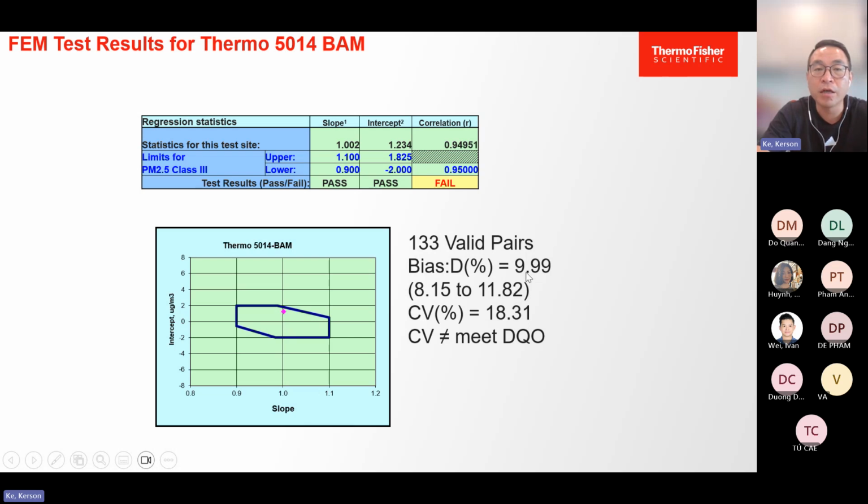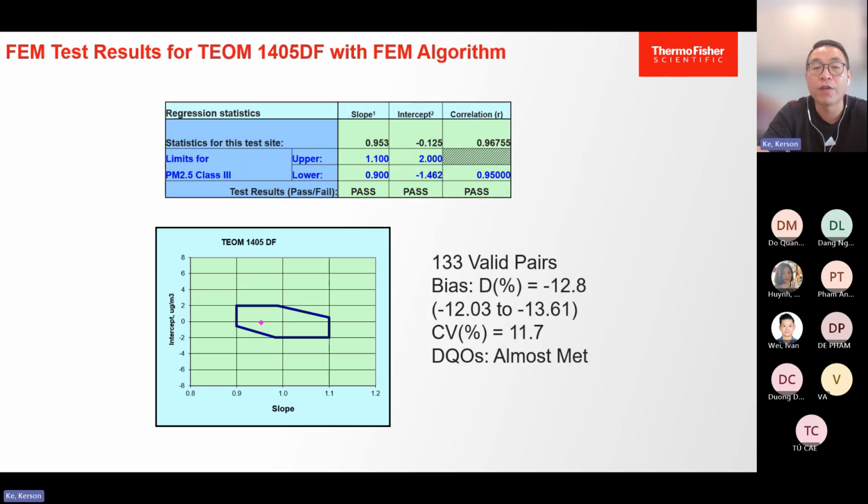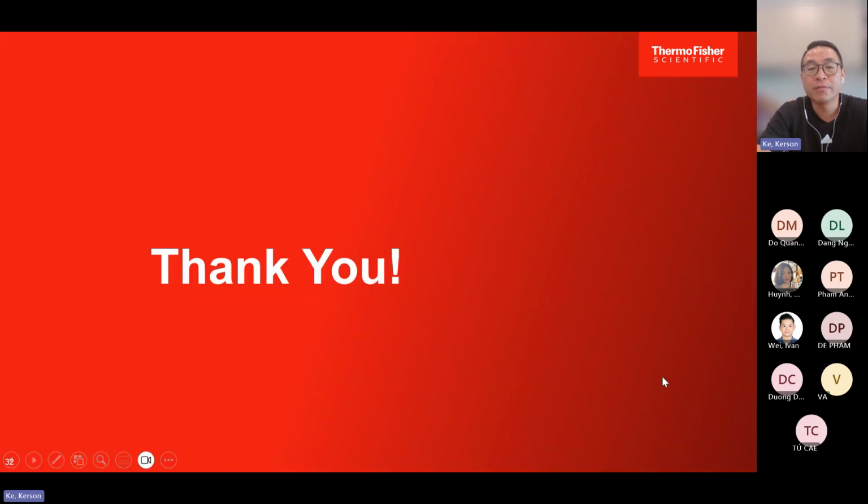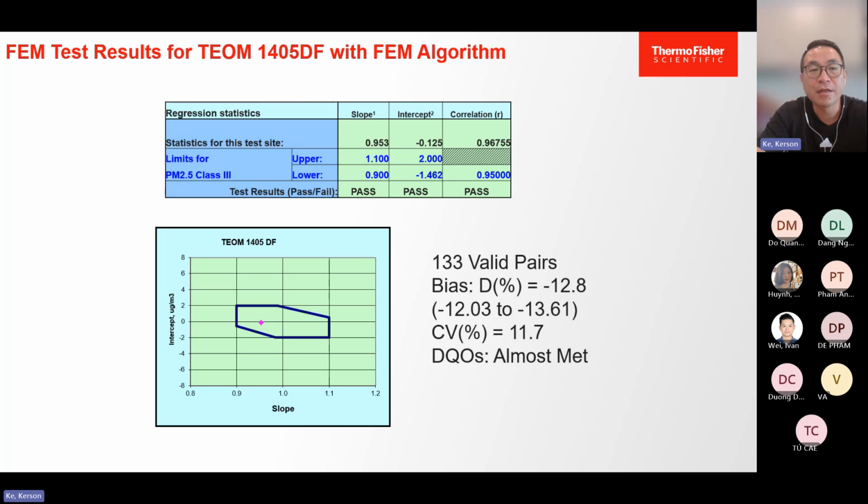In this one, we passed the test for the 5014i as well as the 1405DF. Actually, on the US EPA FEM list, you need to pass this test to get the certificate. Okay, that's all for the TEOM introduction. Do you have any questions?